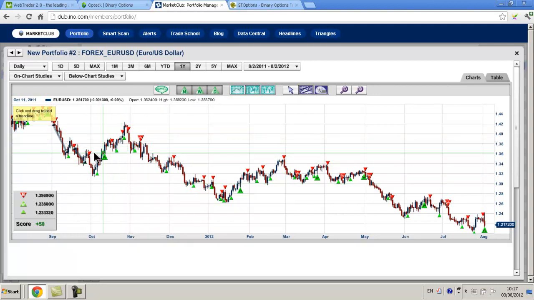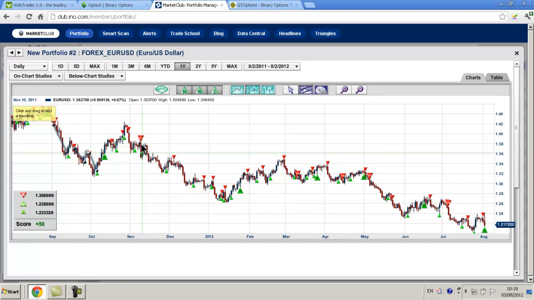Then we're looking for, here comes another daily triangle. It's in the same direction as the weekly and monthly. Enter a trade, get out when you get a green triangle. Now the triangles turn to green here, so no trades because it's not in the same direction as the monthly.